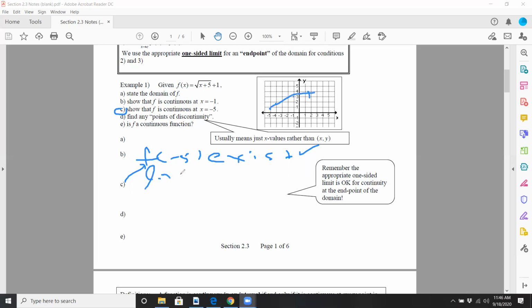Now, does the limit exist as x approaches -5 of f of x? Yes, again. Of course it does, because if I do the appropriate one-sided limit, even though -5 is an endpoint, all I have to do is the RHL from the right side. That does exist. As I get closer to -5 from the right side, we see it's approaching 1. So yeah, totally. And then finally, do these equal each other? Well, they both equal 1. So yeah, of course. So you go through all 3 of those conditions.